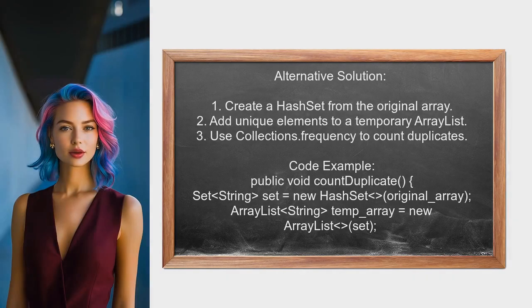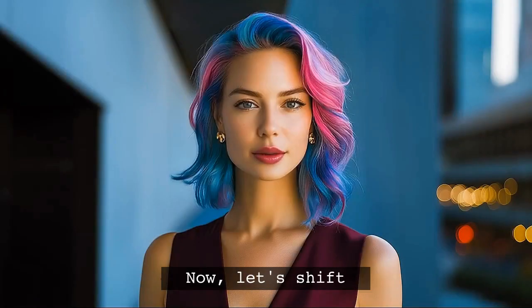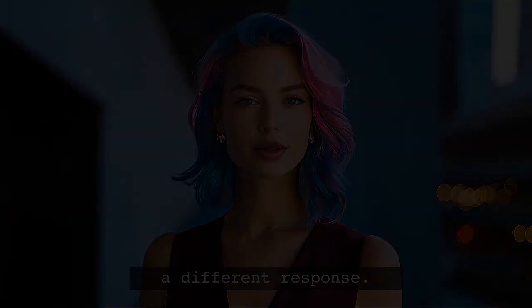An alternative approach to counting duplicate elements in an array list involves using a hash set. First, create a hash set from the original array to eliminate duplicates. Then, add the unique elements to a temporary array list. Finally, iterate through this temporary list and use the Collections.frequency method to count occurrences of each element in the original array. Now, let's shift our focus to a different response.